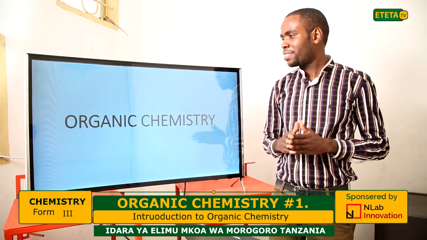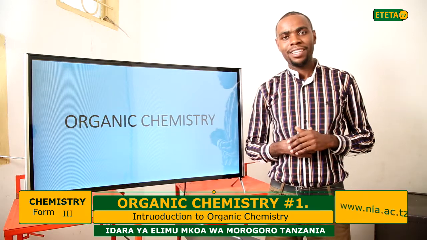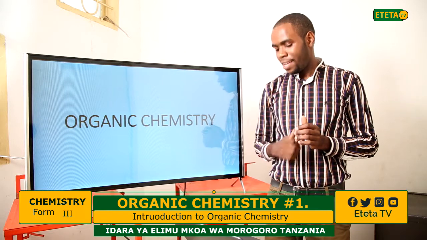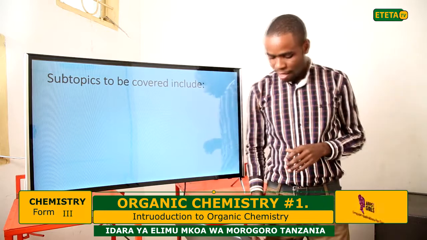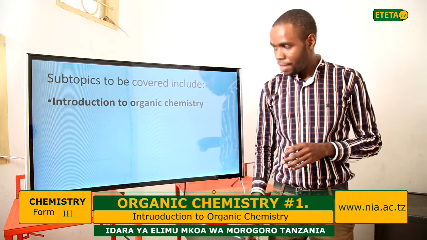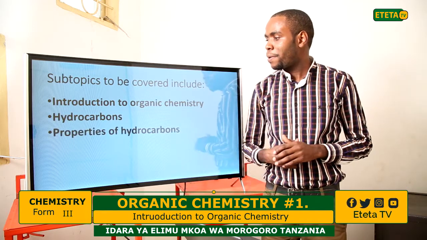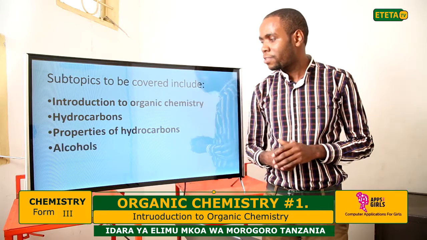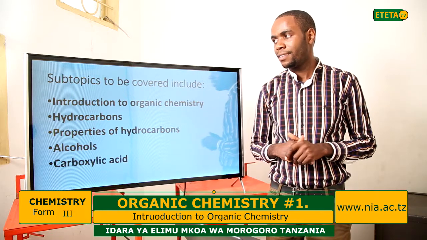Today I'm going to teach the topic which is called organic chemistry. This is one of the Form 4 topics, and this topic includes the following subtopics. The first subtopic is Introduction to Organic Chemistry. The second is Hydrocarbons. The third one is Properties of Hydrocarbons. The fourth one is Alcohols. And the last is carboxylic acid.